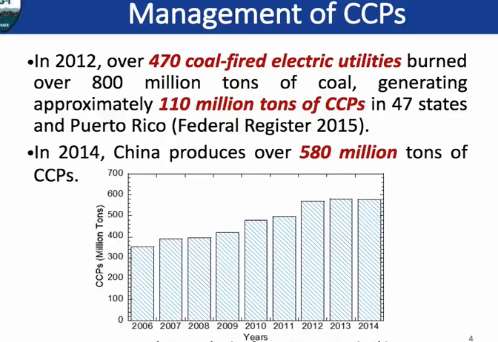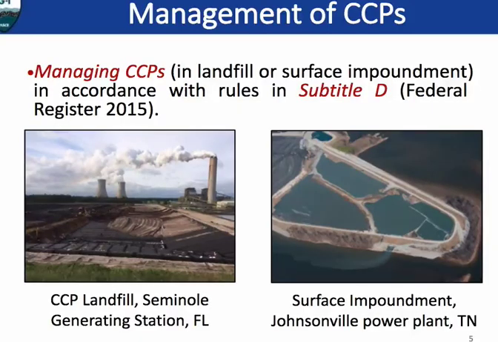According to the statistics, in 2012 in the U.S., about 110 million tons of CCP were generated in 47 states and Puerto Rico. Also in China, which also relies on thermal power, about 350 million tons of CCP were produced in 2006, and this quantity increased to 580 million tons in 2014. So we can see there are a lot of CCPs generated in the U.S. and China. As I mentioned before, this material is going to be properly managed on-site, for example, in a landfill or surface impoundment.